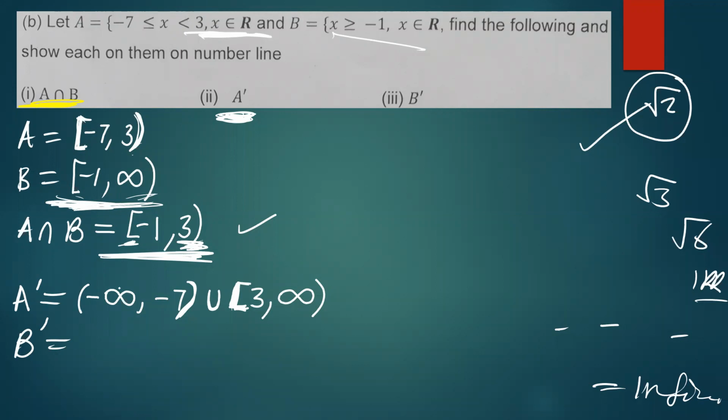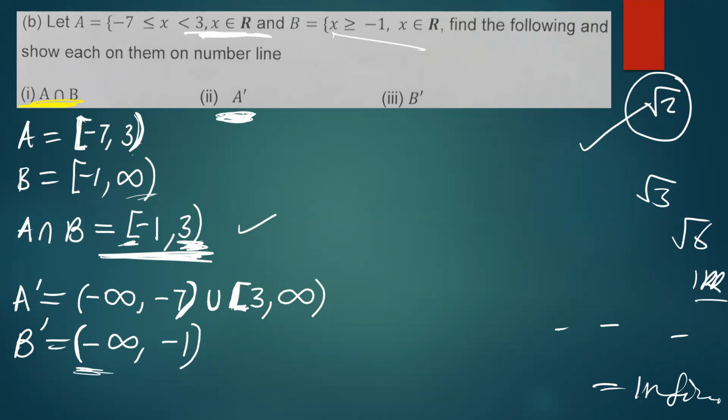So B complement starts from where? From negative infinity up to what? Where is B? Okay, B is here, up to negative one. So negative one is part of the set B. If it's part of the set B, it means that it's not going to be part of the complement. So if we don't want to include it in the complement, we use this kind of bracket. And on the infinity symbol, we always have to put the open bracket there. So that is exactly how you solve such a question.